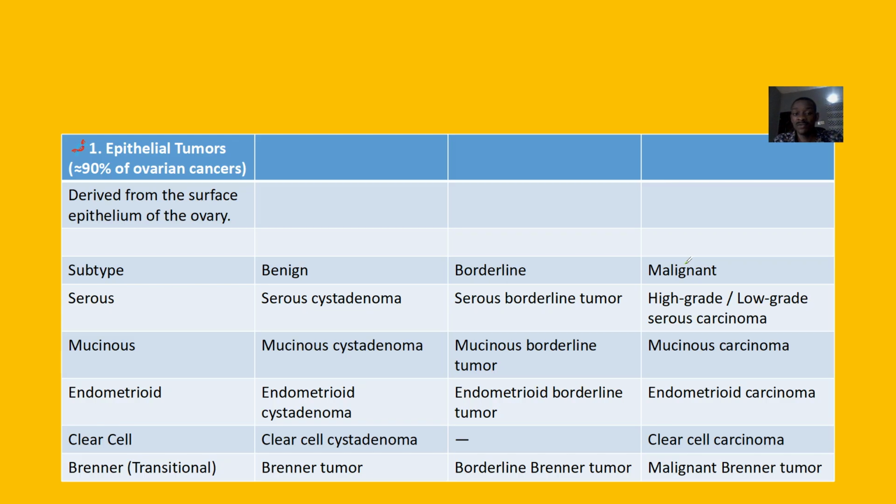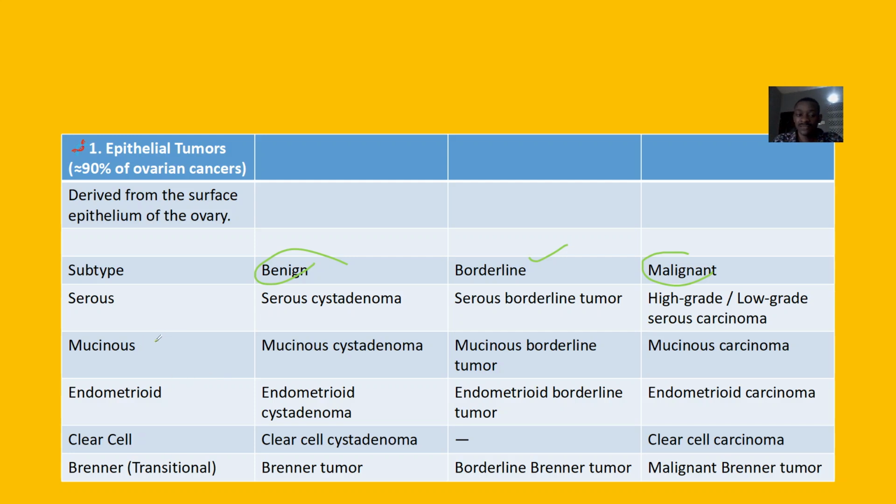For the epithelial ones, we have the ones that are benign, they will not cause any issues to you. We have the ones that are in between being friendly and being harmful. Then we have the ones that are harmful. For the subtype Serous, if it is benign, they call it Serous cystadenoma. If it is borderline, they call it Serous borderline tumor. If it is malignant, they call it high grade or low grade serous carcinoma, depending on the level of malignancy.